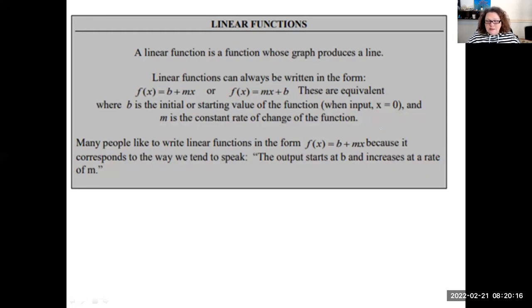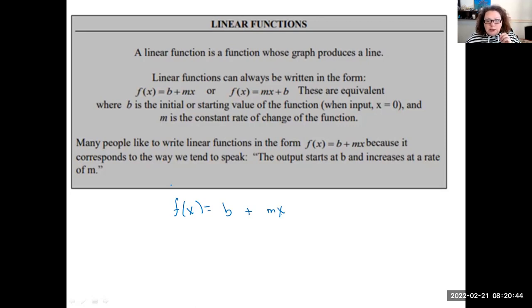But in this class, unless you know that part like the back of your hand, I want you to try something different. In this class, I will strictly be using f of x is equal to b plus mx. They're equivalent. They're the same thing, just flipping the mx and the b.